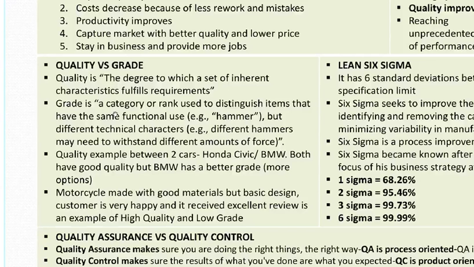Another example could be a Honda Civic and a BMW, or a motorcycle with good materials but basic design. What is the example of that? So it is good materials, customer is happy, so it has a high quality, but when it comes to grade, it has low grade because it's just a basic motorcycle. It's not like the super motorcycles that you have over there.